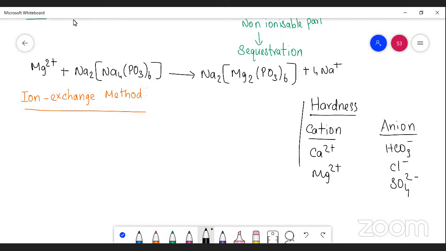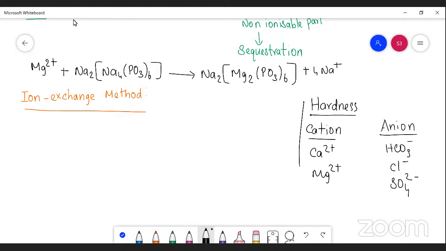The cations and anions which cause the hardness are exchanged by some others. Instead of calcium and magnesium cations, we may take the sodium ion, which never causes hardness. Instead of HCO3 minus and SO4 2 minus, we may take OH minus, then it cannot cause the hardness. So the hardness is removed by the ion exchange method.